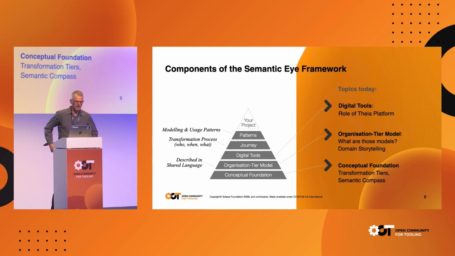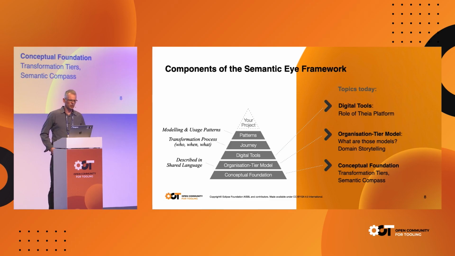It consists of 5 components which build on one another. You see them here as a pyramid. At the top is your project. You can choose to take any number of those components, but the combination of all 5 makes the most sense. Today, I'll have to concentrate on the bottom 3, so we'll look into the conceptual foundations. There, I'm going to present you 2 instruments. That's the transformation tiers and the semantic compass, which guides, so to speak, the methodology.